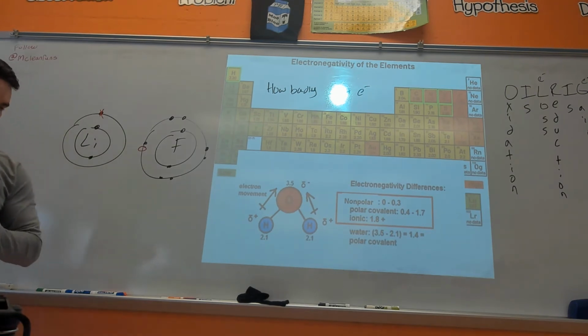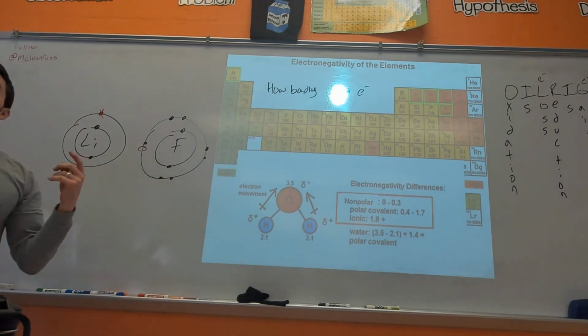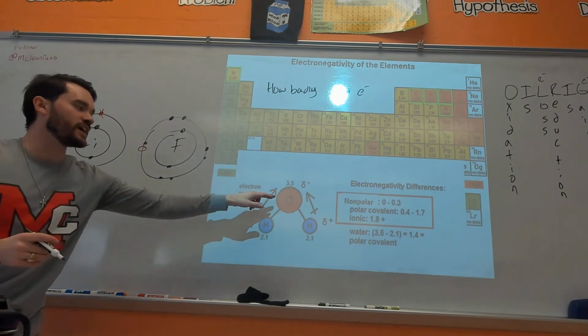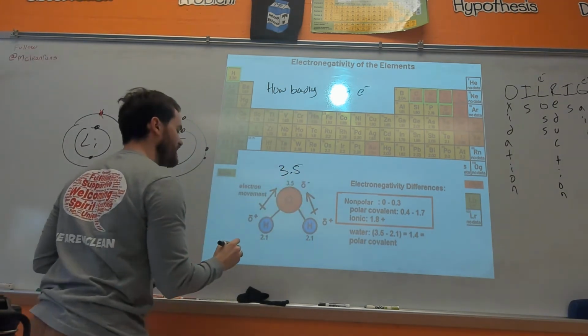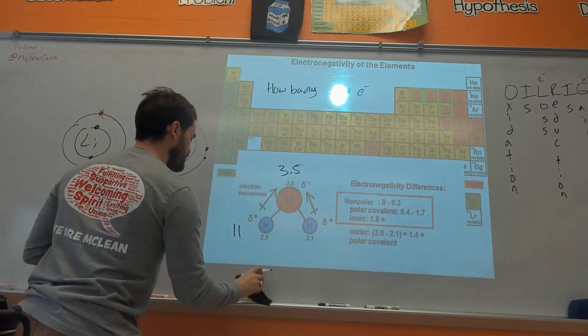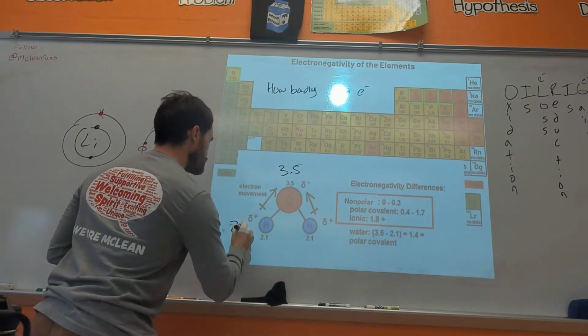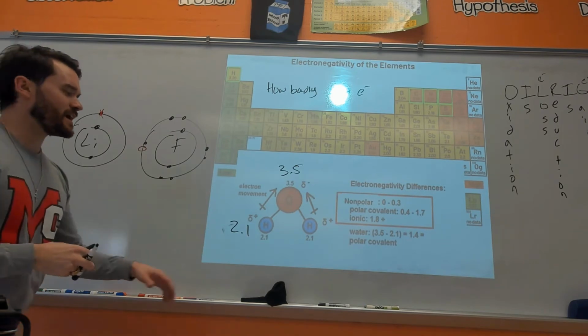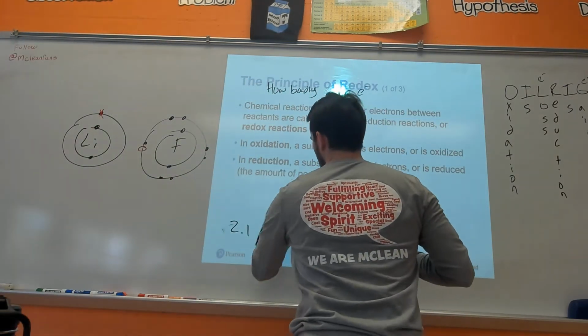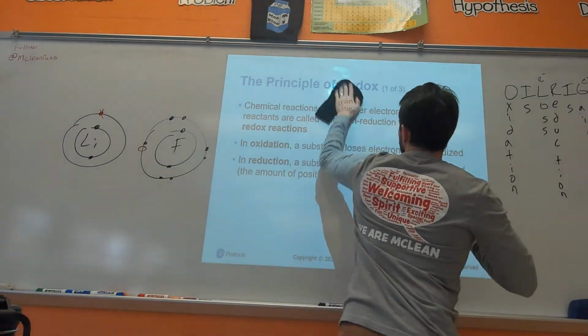All right, now you could have a polar bond. If you look at water, oxygen has an electronegativity of 3.5. Hydrogen has an electronegativity of, I don't know what that is, 2.1. So that's why the electrons in this bond, in a bond you're sharing electrons, spend more of their time around the oxygen than the hydrogen. All right, so keep that in mind as we talk about the redox reactions.